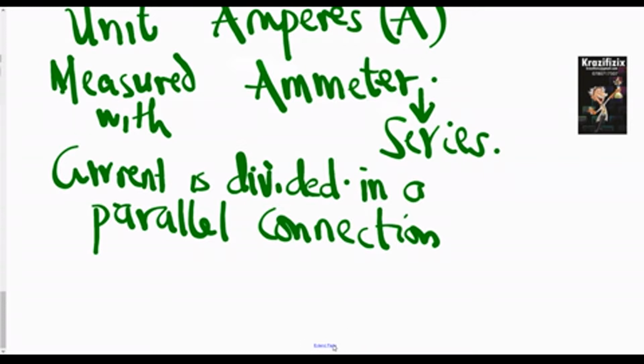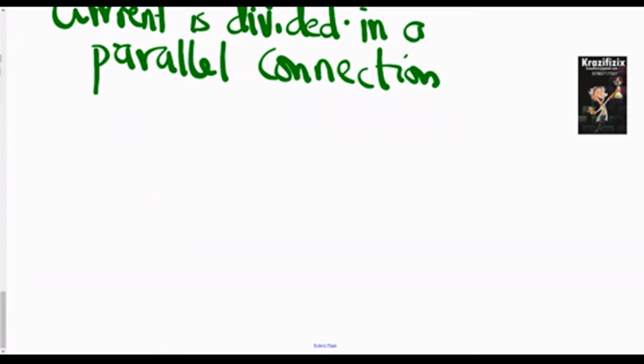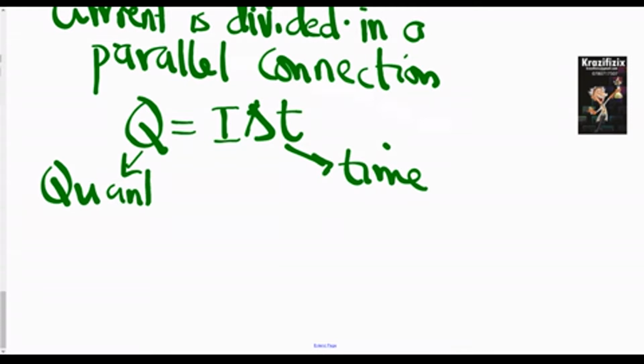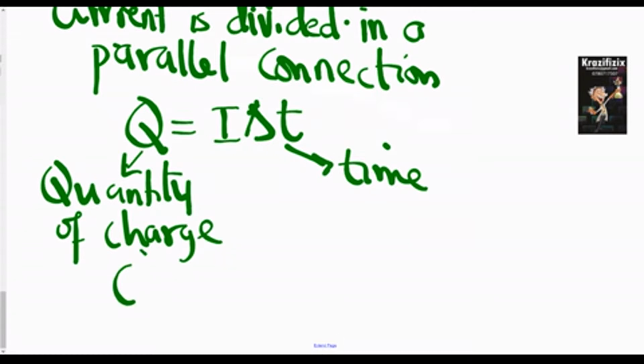By the way, another way to calculate current will be Q equals I delta T, where this is time, and this is our quantity of charge, measured in coulombs. This is electrostatics now. All right. Time is measured in what? In seconds.